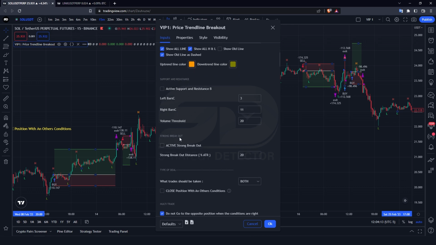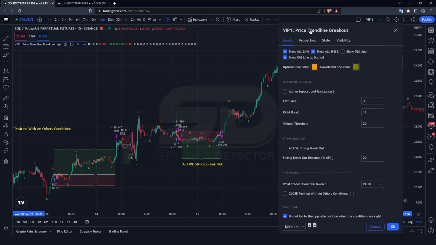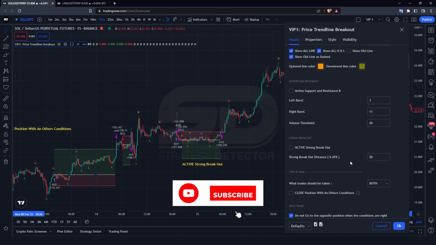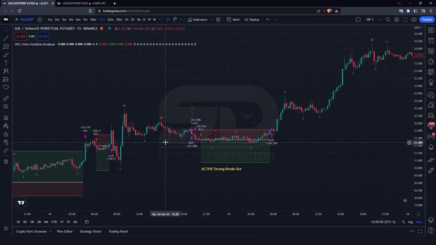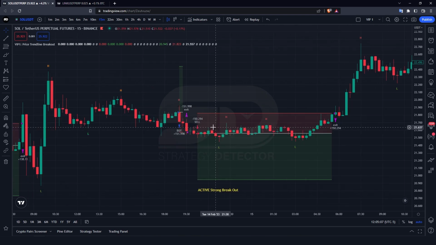In the next section, we have a strong breakout. It means that if we're gonna enter a long or short position, we must have a strong breakout and our candle needs to break the line strongly. Okay, here's an example. When the candle that breaks the trend line moves away more than 20% of ATR, we can consider it a strong breakout and then enter a position.